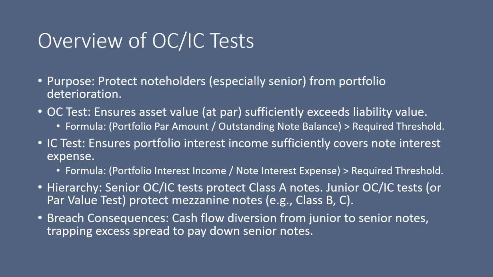Each test has a senior and junior version with specific thresholds that typically step down after the non-call period. A breach triggers what we call cash flow diversion, which redirects money that would go to equity and junior notes to instead pay down the most senior notes first, effectively resetting the leverage, and also trading and actively monitoring the portfolio if any types of triggers occur.